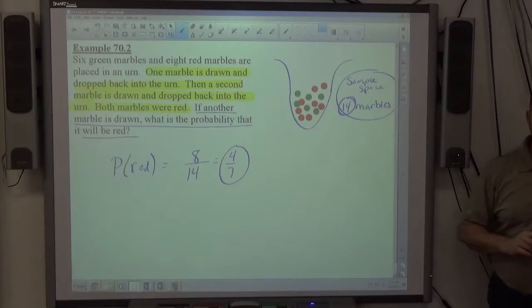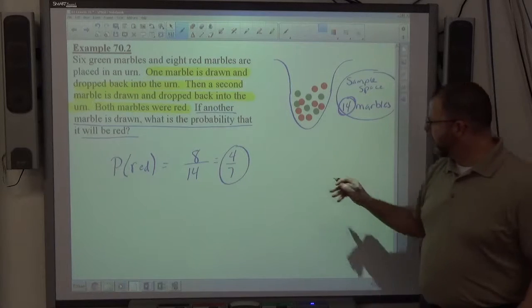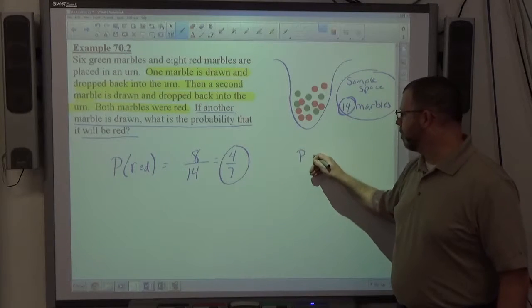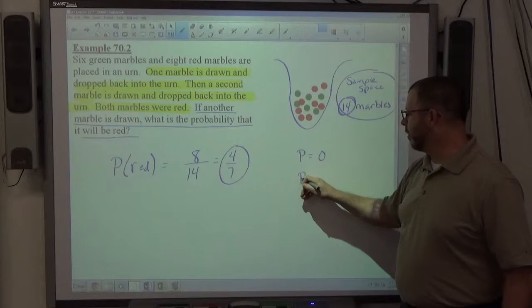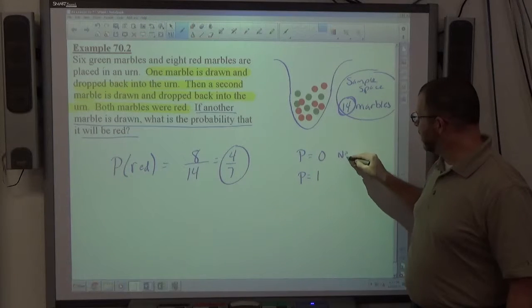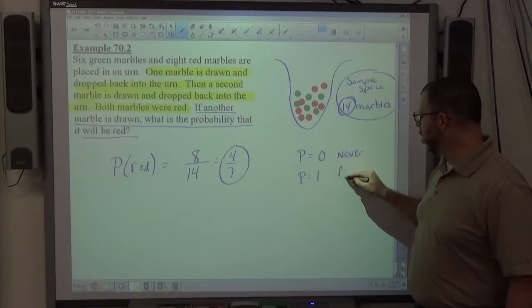I'm looking for fraction answers to probability right now. Do not give me decimals, give me fractions. Don't give me percents, give me fractions. And the fraction should be between 0 and 1. I haven't mentioned this yet, but probability equals 0 or probability equals 1: 0 means never, 1 means always.